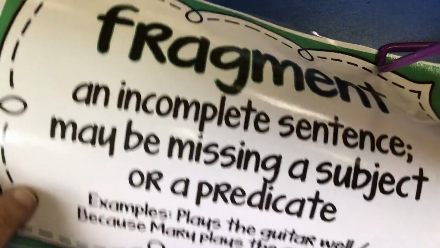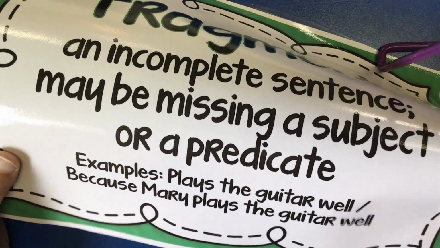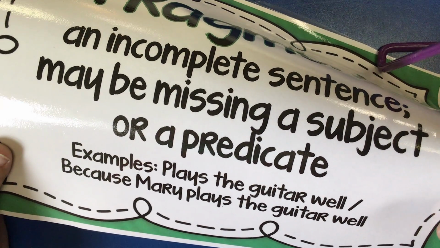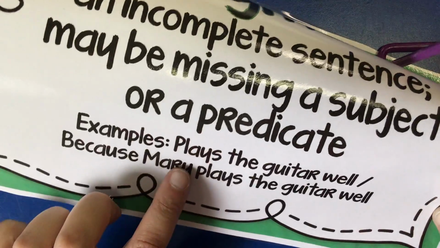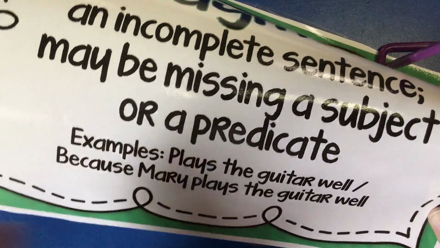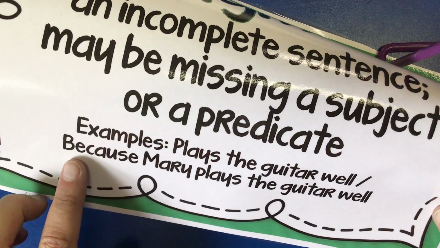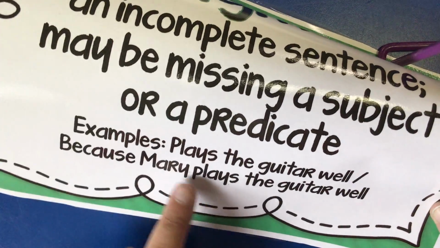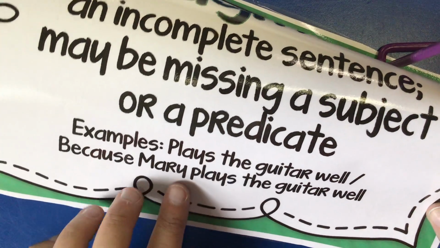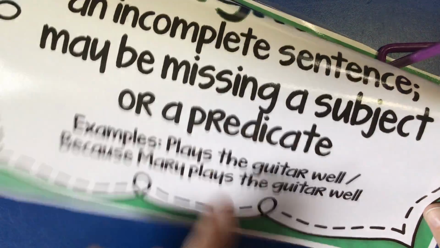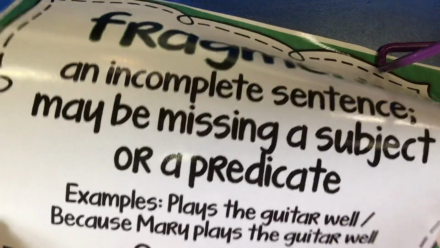So what are they doing? So an example is plays the guitar well. Well, we don't know who's playing the guitar. Our predicate's plays, our verb, they're playing, but we don't know who's playing it. So we change it to because Mary plays the guitar well. We know Mary is our subject, that's who we're talking about, and Mary plays the guitar well.